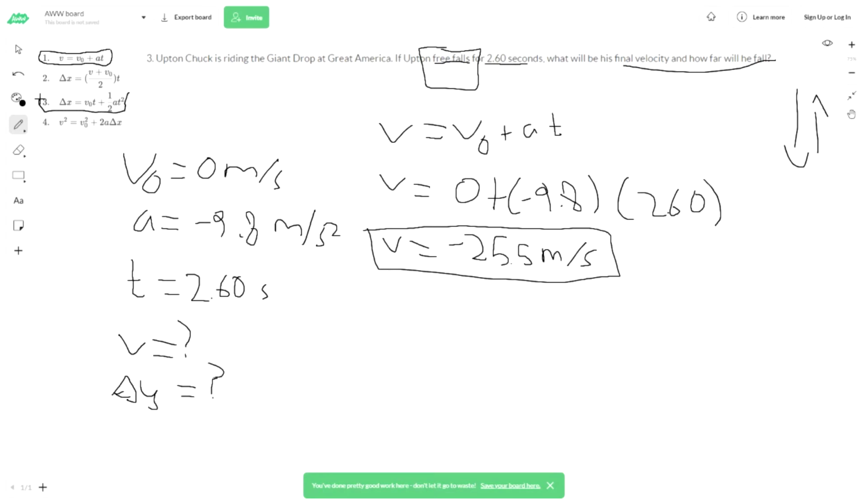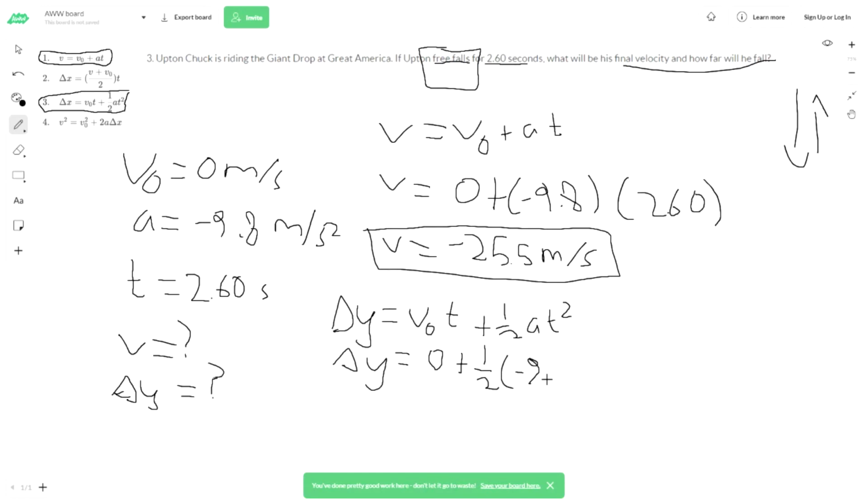So let's go ahead and use our third equation again for this part of the problem. So we have change in y equals v0 times time plus 1/2 a t squared. Plugging in our values, we get change in y equals 0, due to the initial velocity being 0, plus 1/2 a, which is negative 9.8, times t squared, which is 2.60 squared. Now, plugging into our calculator, we can find that the answer to this will be negative 33.1 meters.